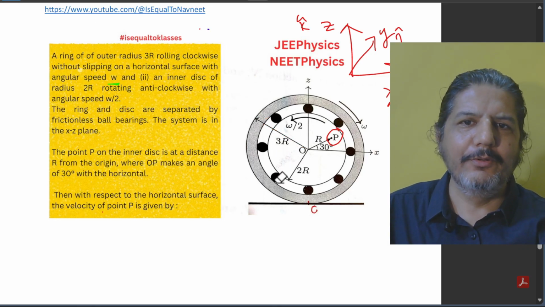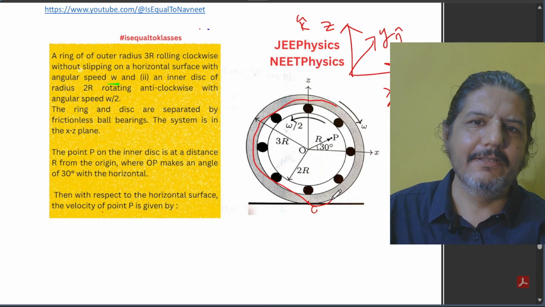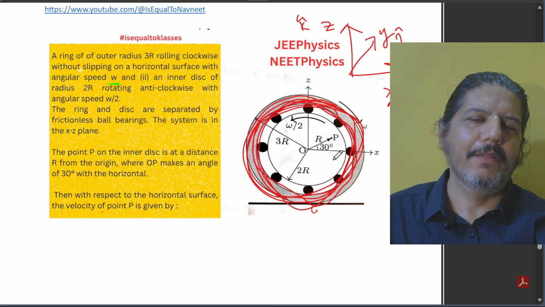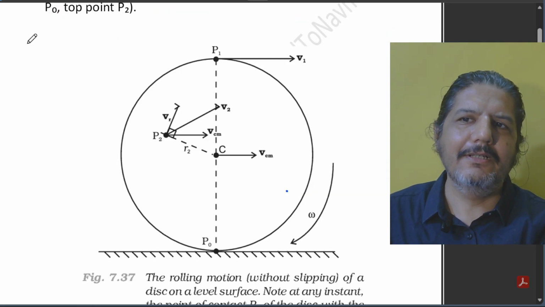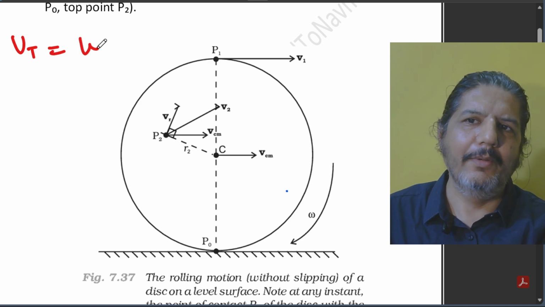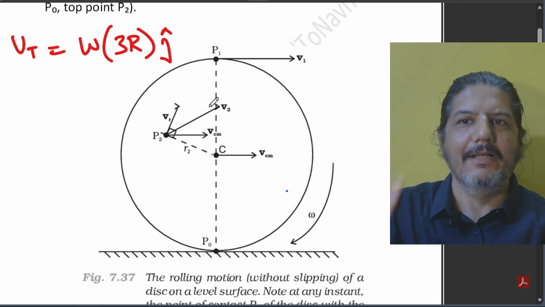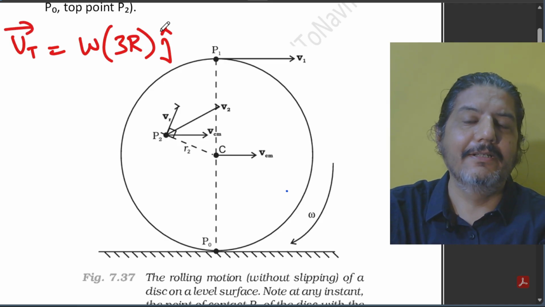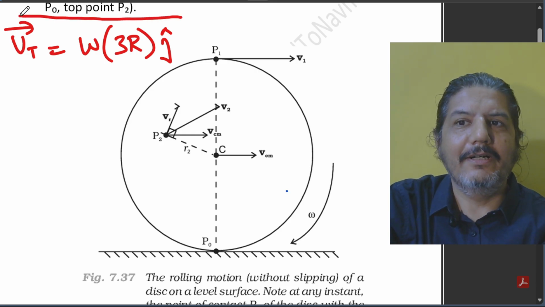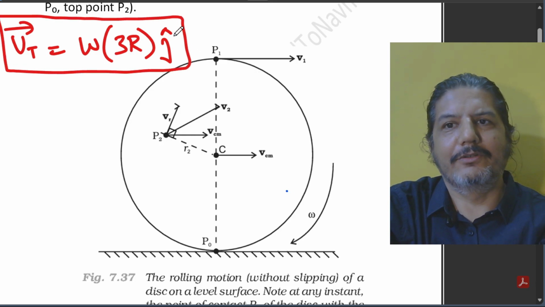What I'm trying to tell you is that this ring is deciding the translational motion, which is to the right side. So the translational motion would be given by omega 3r j. This is in terms of vector notation. This is how I'll find the translational part of the velocity.